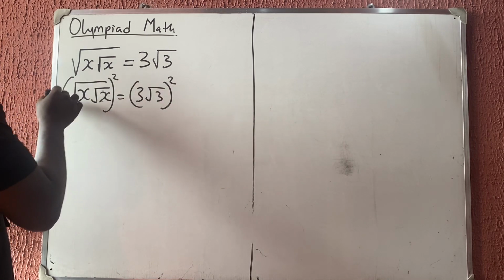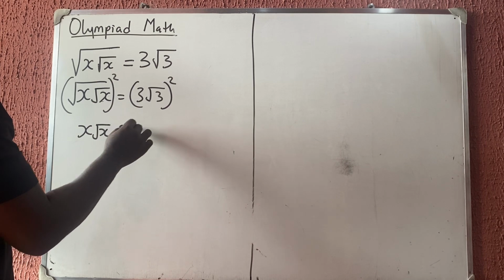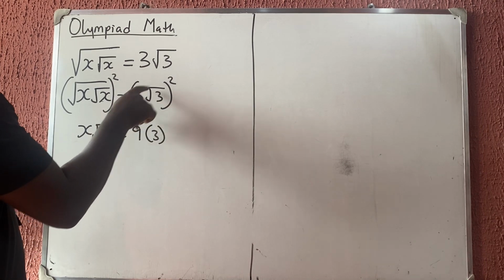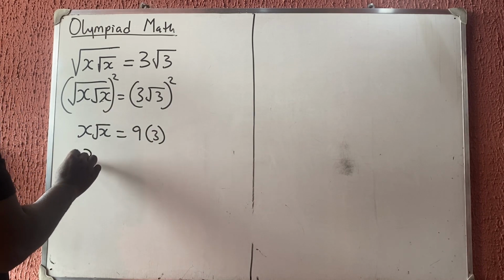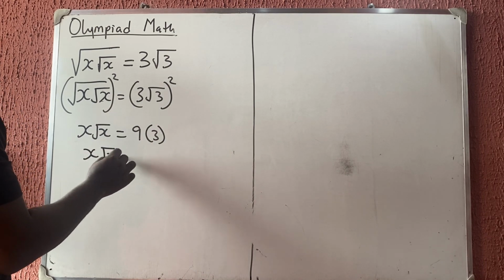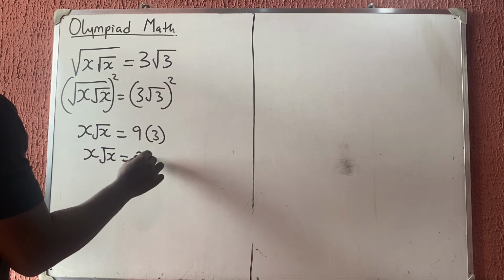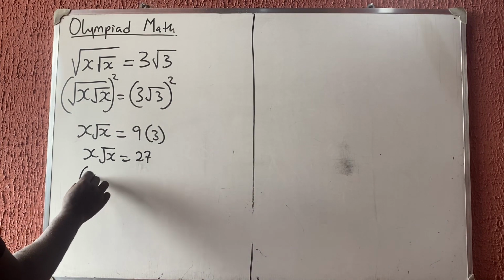So you know that square takes care of square root. So I'm having that x times the square root of x is equal to what? 9 in bracket of 3. The square of this is 9, and square root takes care of square to have 3. So I'm having that x times the square root of x is equal to what? 27, right? 27.